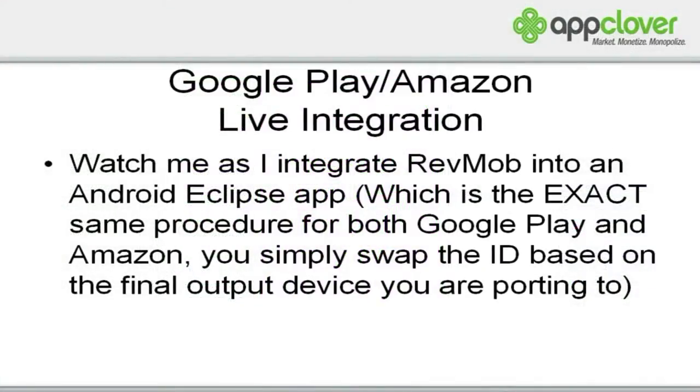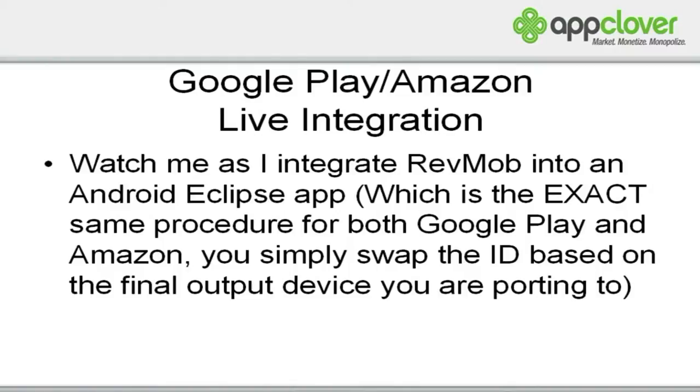Alright, so now we're going to do the Google Play and Amazon Live integration. And we're going to do that inside of Eclipse, which is the Android programming software. And basically, it is the exact same procedure, and the only difference is the fact that you just have to set up RevMob again for Amazon, and just take that code that RevMob gives you, and you're just going to swap it with the code that you've got for Google Play. And you're going to get to see that. But other than that, it's the exact same procedure. So it works for both Google Play and Amazon.